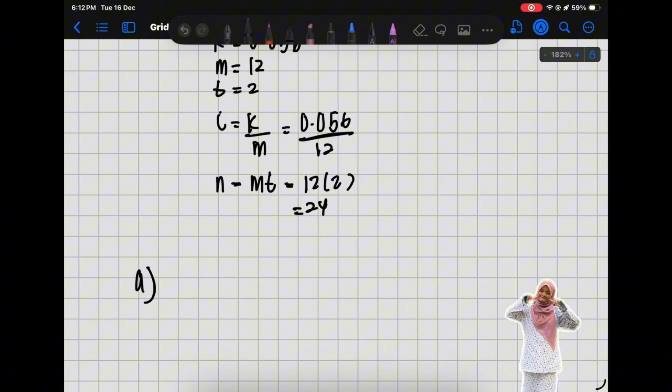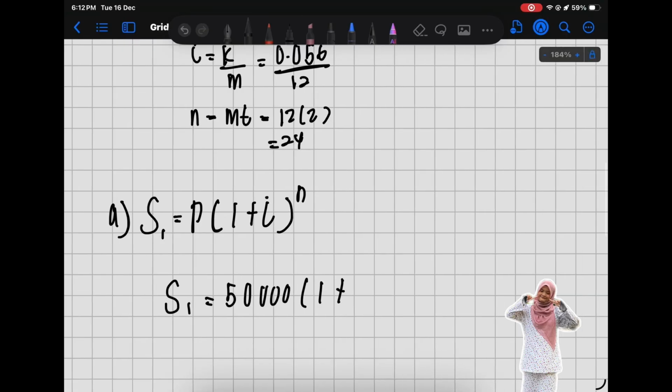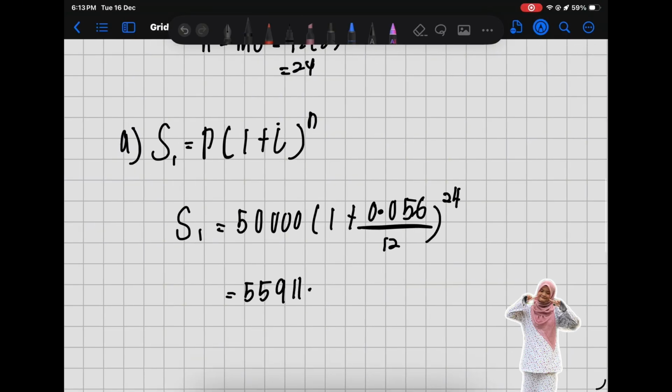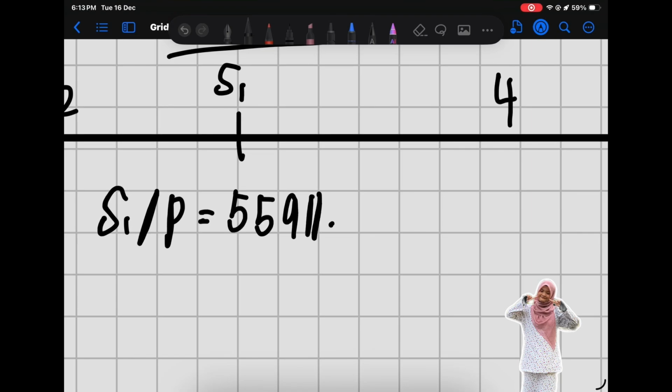So now calculate. S equals P bracket 1 plus I bracket power N. S equals 50,000 ringgit bracket 1 plus 0.056 over 12 bracket power 24. So the answer is 55,911 ringgit 8 cents. Question B. Calculate the amount of money available when time reached to replace the aging machinery. Now 55,911 ringgit 8 cents becomes the new principal.